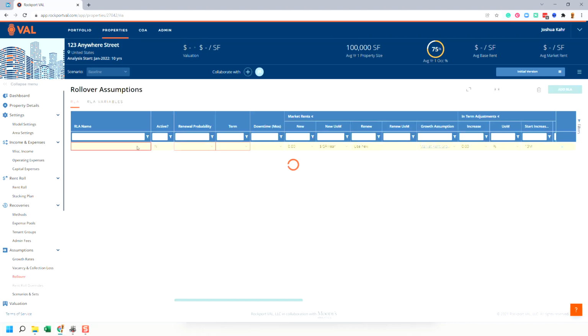rollover assumptions. I'll just call it office. And I'll put in a probability. So this is like you're doing a weighted average. You're saying sometimes they stay, sometimes they go. 70%, 5 years, a few months of downtime if they don't sign a lease. Rents might be, say, 25 and 22. New tenants, that is to say, would pay a different rent than renewal tenants.